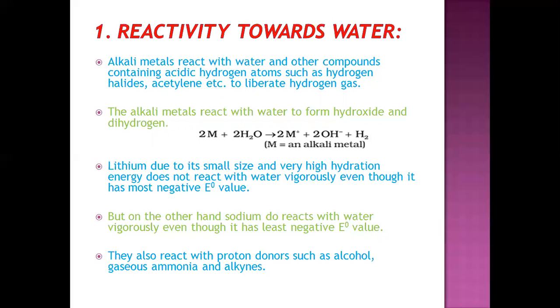Next is reactivity towards water. Alkali metals react with water and compounds containing acidic hydrogen atoms, such as hydrogen halides and acetylene, and liberate hydrogen. Whenever these alkali metals react with water, hydrogen is liberated, and the OH negative reacts with the metals and forms hydroxide. For example, the alkali metal reacts with water to form hydroxide and dihydrogen. Dihydrogen is liberated. If you want to identify which gas is liberated, you put a matchstick over the test tube. It will burn with a pop sound, which indicates that the gas is hydrogen, H2.